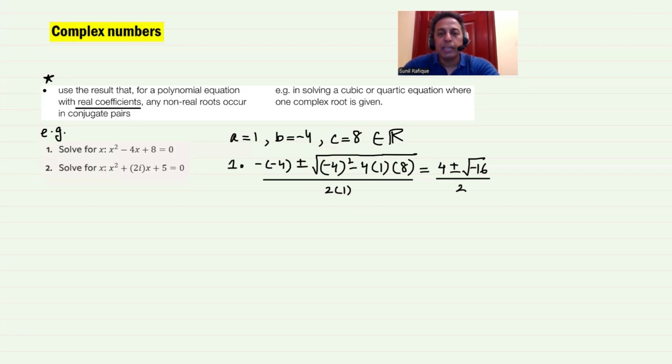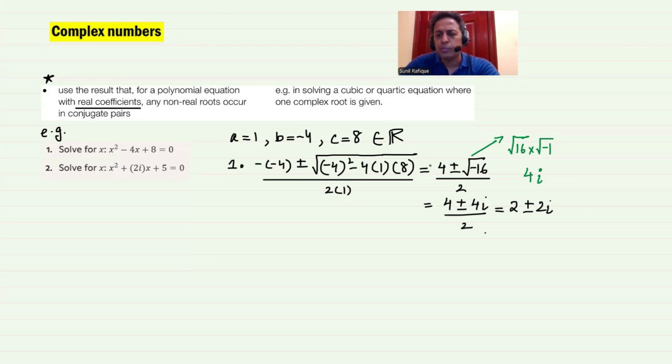Let me give you a breakdown of how to evaluate this. Root negative 16 can be written as root 16 times root negative 1. We know that root negative 1 has the value iota and root 16 is 4. So that's how you simplify this. My answer is going to look like 4 plus minus 4 iota divided by 2. Divide the real and the imaginary part by 2 and you'll get 2 plus minus 2 iota.